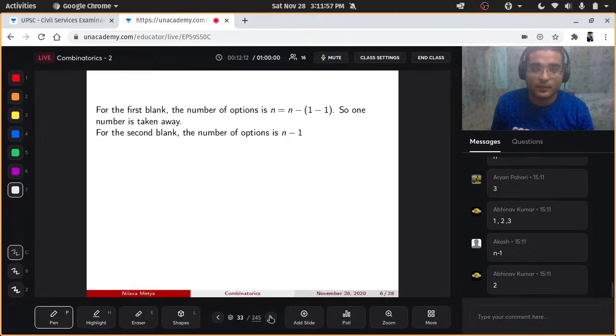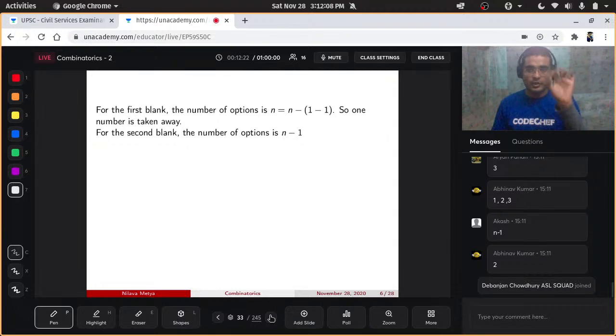Right, N minus 1. Yeah, two options in the example, but in the general scenario, it's N minus 1. Whatever number I have put in the first blank, in the second blank I have every other number except this. I can put everything else.